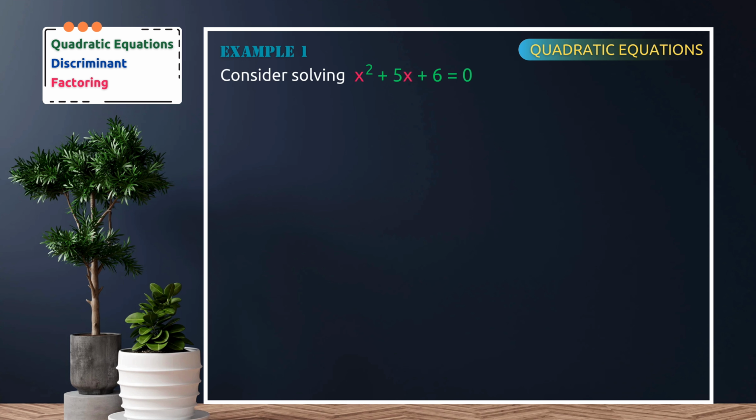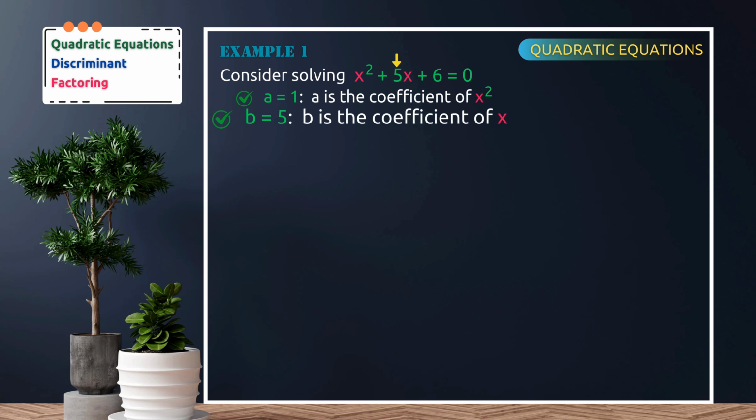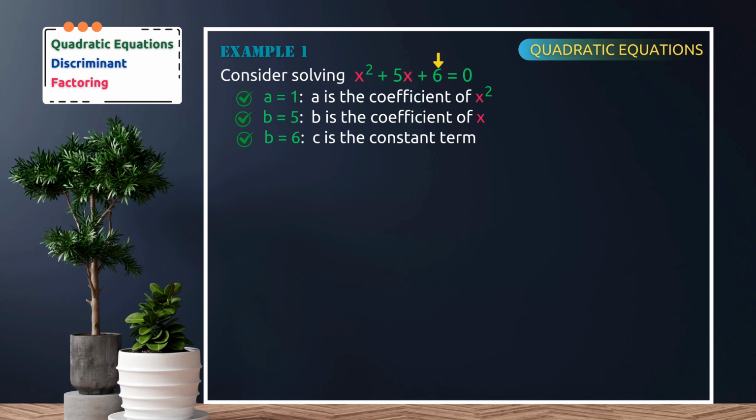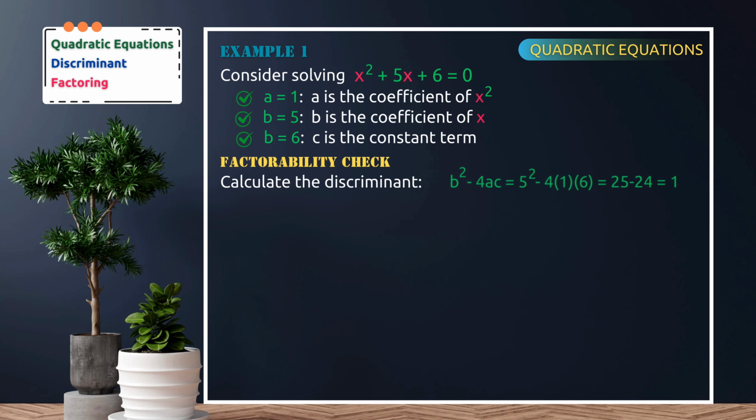Here is an example. Consider solving x squared plus 5x plus 6 equals 0. Here, a is 1, b is 5, and c is 6. First, we check if this equation can be solved by factoring. We calculate the discriminant, given by b squared minus 4ac, which is 5 squared minus 4 times 1 times 6, which equals 1. Since 1 is a perfect square, we can use factoring.